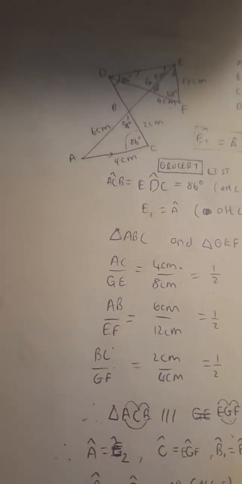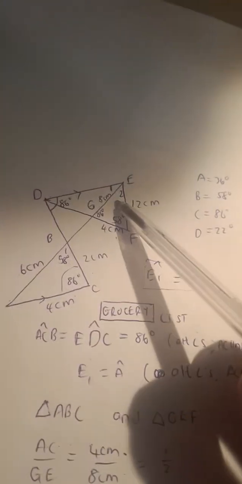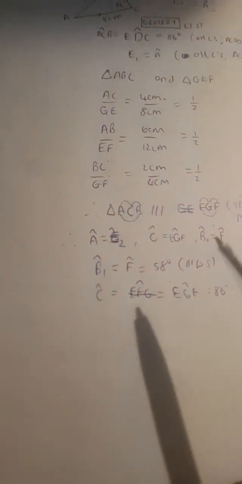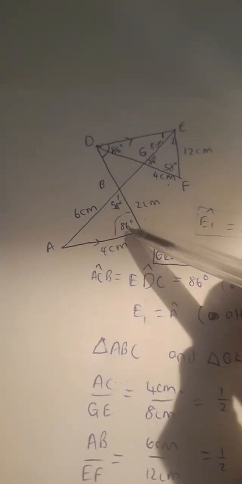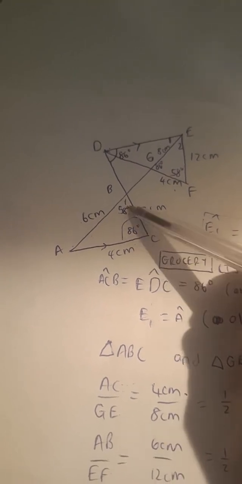That's 86. Then lastly, E2. Remember, angle E2 is actually equal to angle A. They are saying E2 is equal to angle A. Now, the sum of angles in a triangle should help me out with that. 86 plus 58, the sum of angles in a triangle should help me out with that.